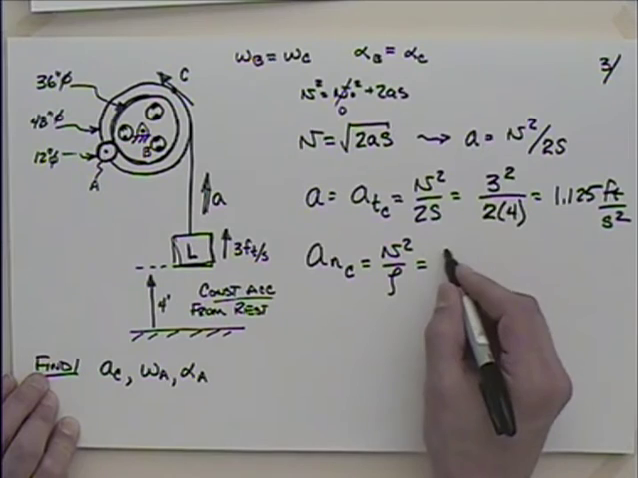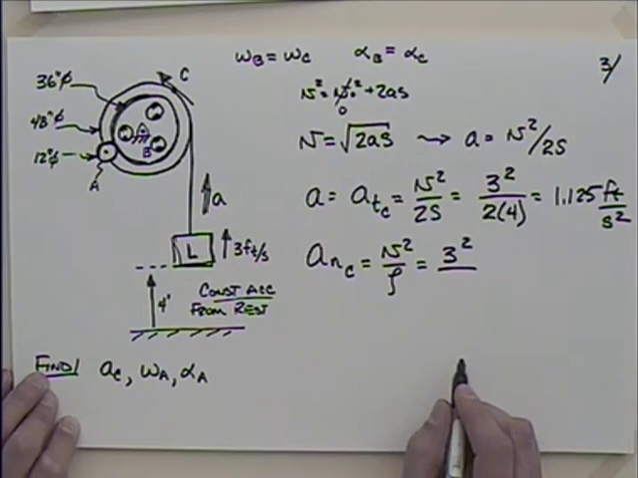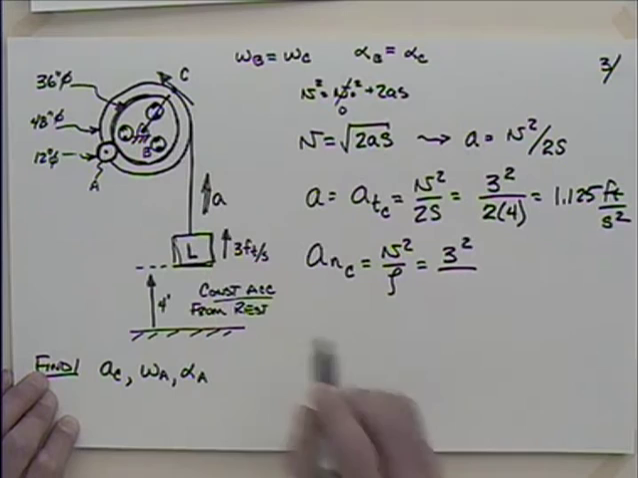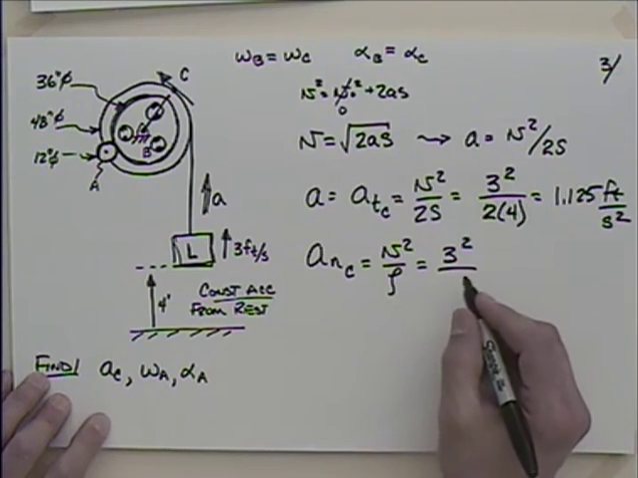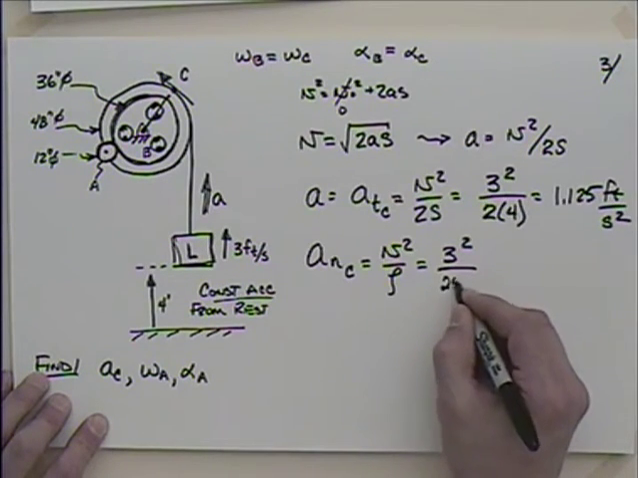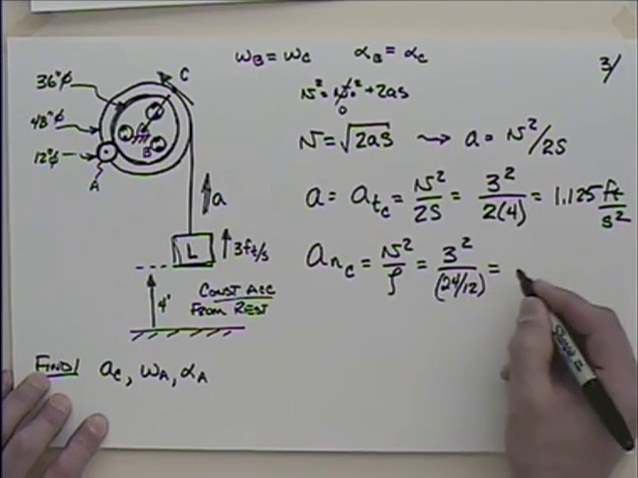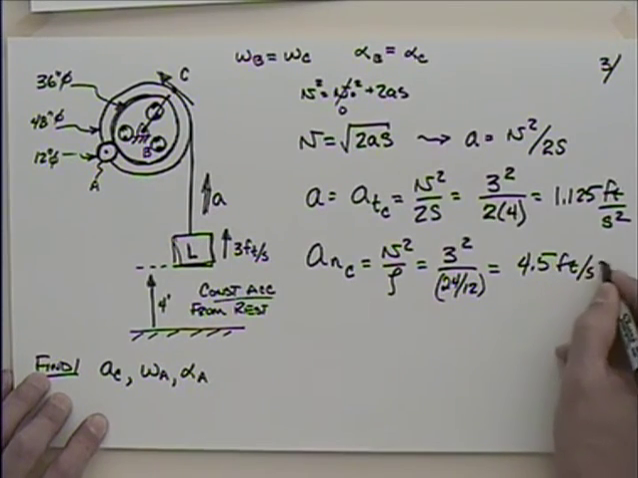So I could say that I have 3 squared divided by, what's our radius of curvature? It's curving around that point there, so I need to find that distance, which is what? 2 feet, half of 48 inches, half of 4 feet. And I better put it in feet, so let me say that it's 24 divided by 12, because I want to get that in feet. So this number turns out to be equal to 4.5 feet per second squared.